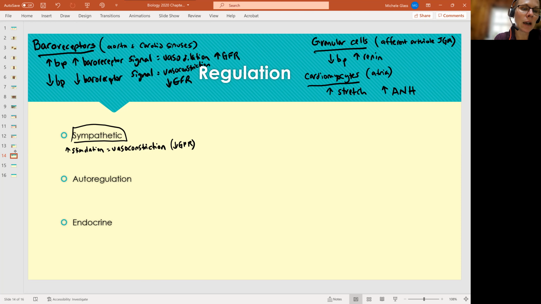And so we can say the opposite. When you're decreasing the sympathetic division stimulation, you're going to get vasodilation. And so now you're increasing your blood flow to the kidney. And so that's going to increase your glomerular filtration rate.